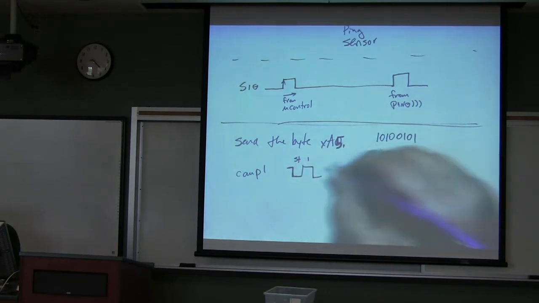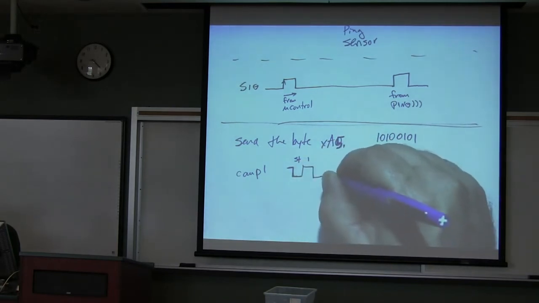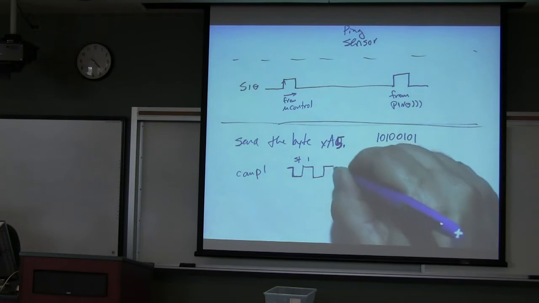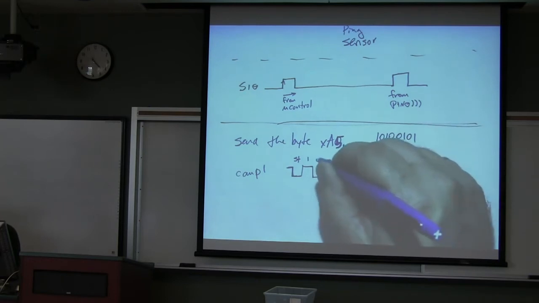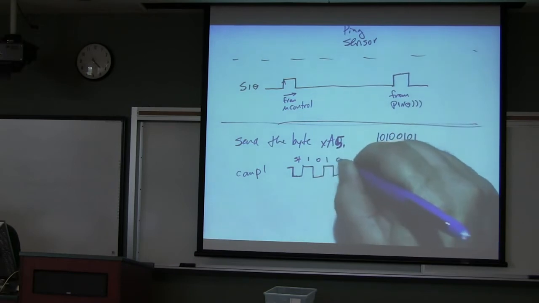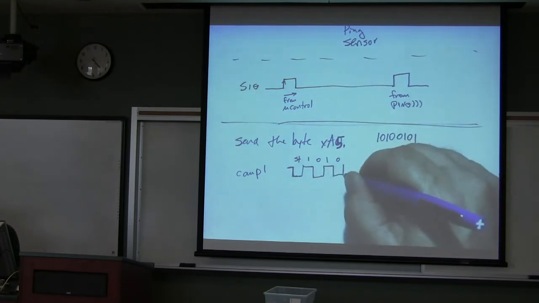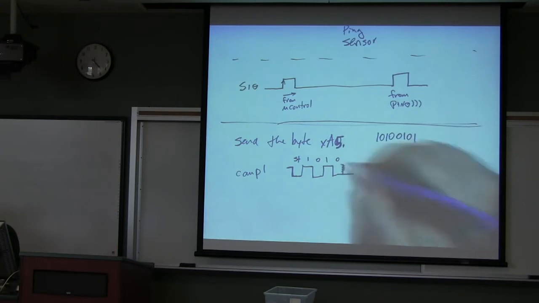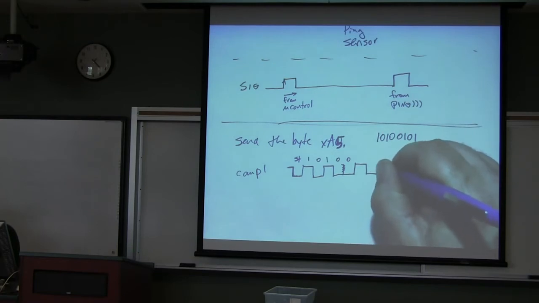Then the next bit is going to be logical 0. Then the next bit is logical 1. Then logical 0. Then logical 1. Then 0. Sorry. Then the next bit is going to be logical 0. Ignore that glitch. Next one's going to be 1, then 0, then 1.